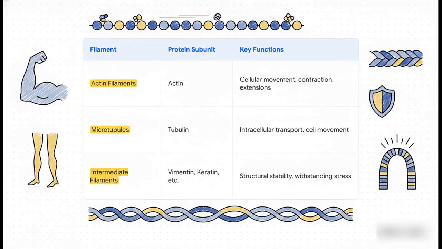So this cytoskeleton is built from three main types of protein filaments, and each one has a very specialized job. First up, we have the flexible actin filaments, which are just crucial for cell movement and contraction. Then you've got the larger, more rigid microtubules. These guys act as railways for internal transport. And finally, there are the incredibly tough intermediate filaments, which are all about pure structural stability, helping the cell withstand all kinds of mechanical stress.